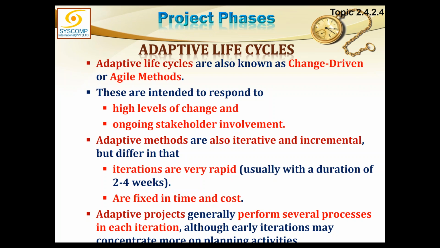Adaptive methods are again iterative and incremental in nature. But they differ in that their iterations are very rapid. That's why I said fast and flexible, not fast and furious, fast and flexible. Because the size of an iteration is very small, maybe 2 to 4 weeks or 6 weeks, we can quickly do this iteration, produce results, and have a quick win. So we keep working in these quick wins and quick achievements, and the customer will be satisfied with what we are producing.